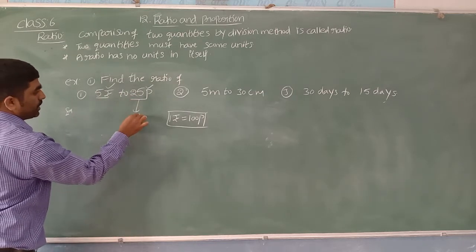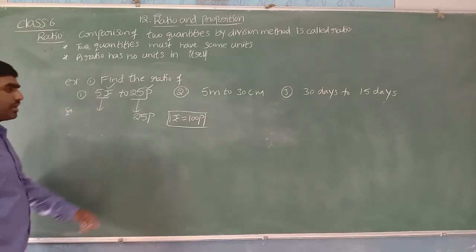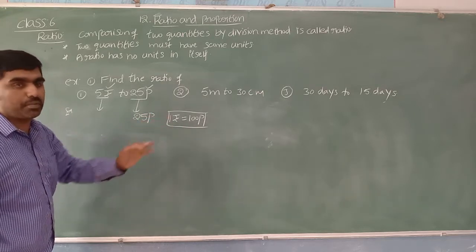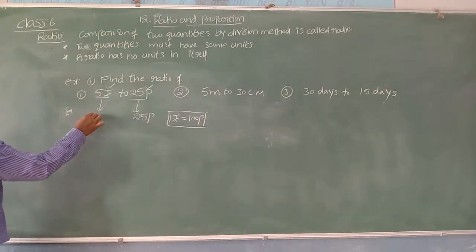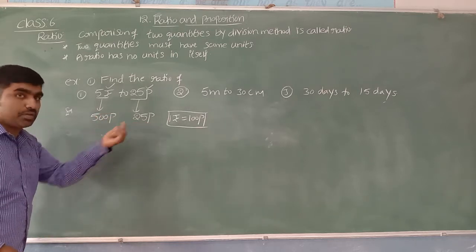Now both of these I want to convert in terms of paisa. So this is already in terms of paisa, written as it is. Now 5 rupees is equal to, children, we know 1 rupee is equal to 100 paisa. So 5 rupees is 5 into 100 paisa. It is 500 paisa. Now both the quantities are in the same units.